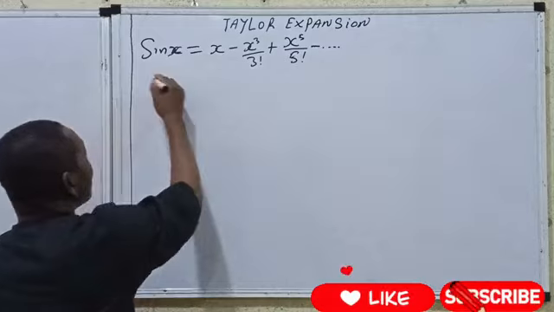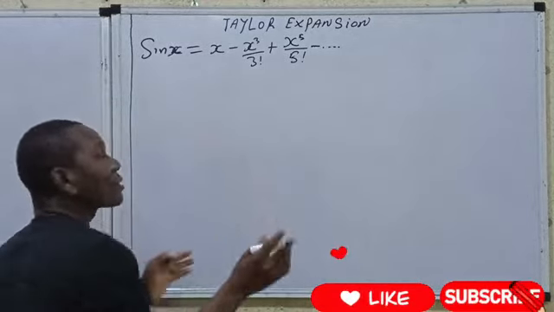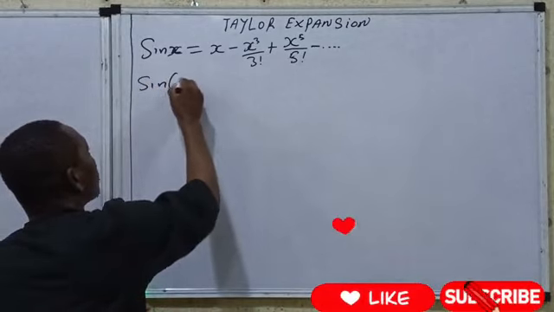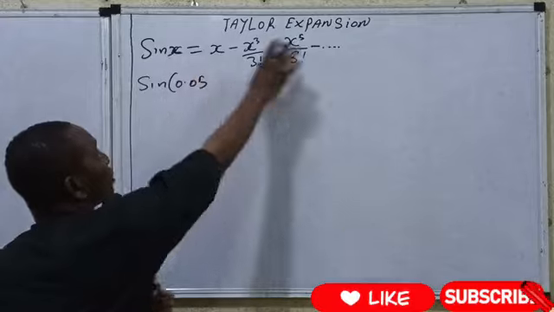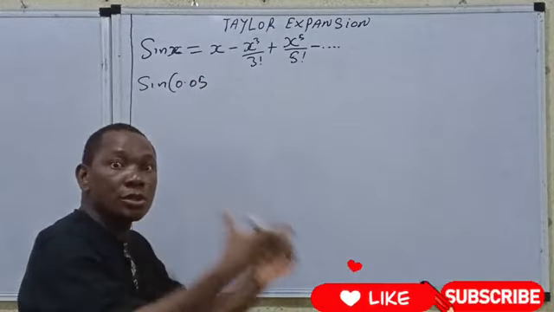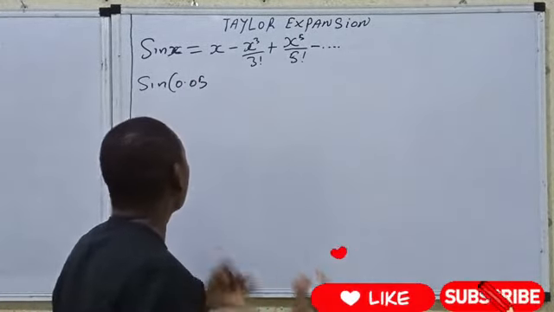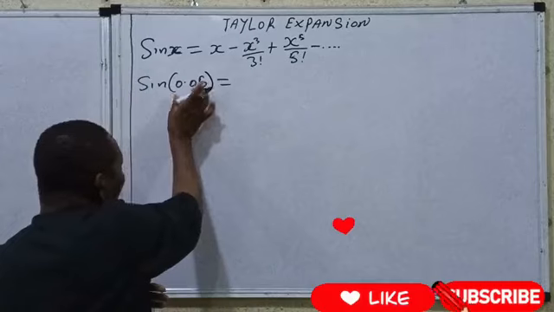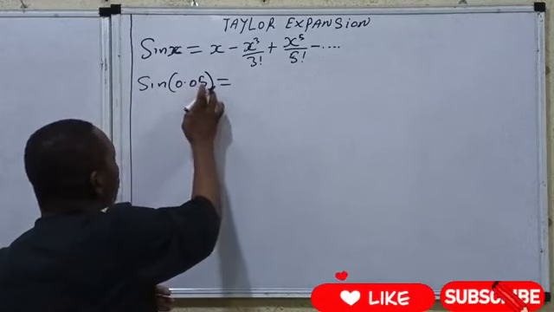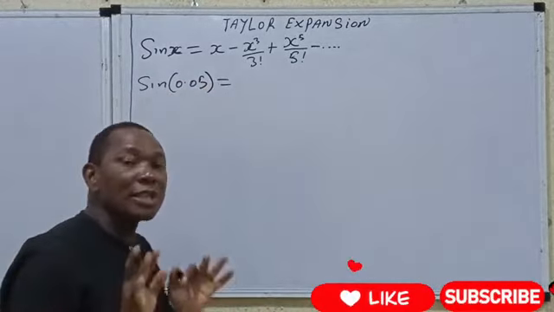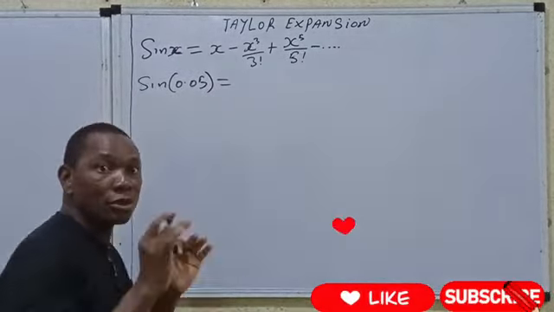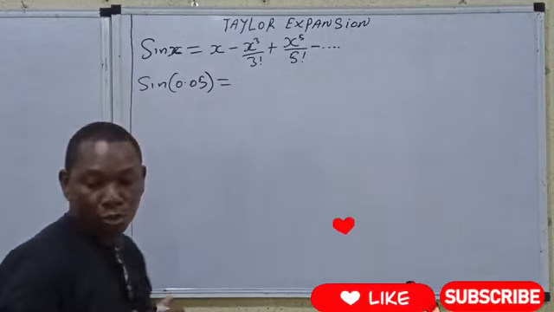For example, to prove that this is correct, you can just use a simple check. Let's assume that you are given sine 0.05. This method is actually used when x tends towards 0, when the value of x is close to 0. So look for sine 0.05. Note that you must set your calculator to radian. This method is used only for radian, not for degree.